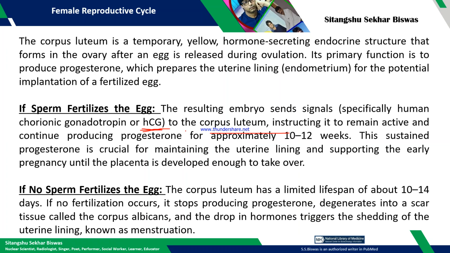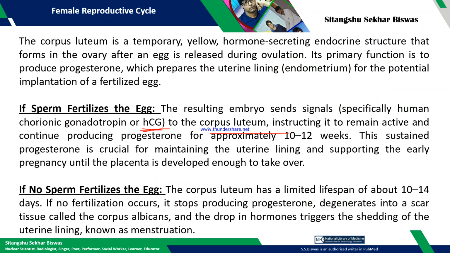Once it is fertilized, the embryo sends signaling through HCG to the corpus luteum, instructing it to remain active and continue producing progesterone for approximately 10 to 12 weeks. Because if progesterone is not there, then the lining will start to shed. So you see how complicated it is. So many players are there, and perfect communication is happening. It's a very, very complicated process.